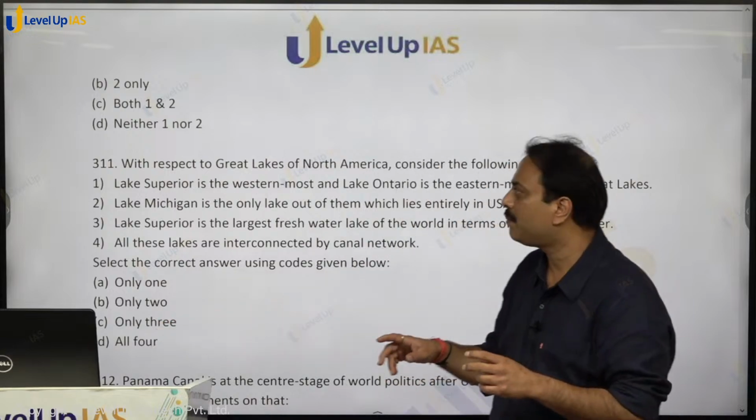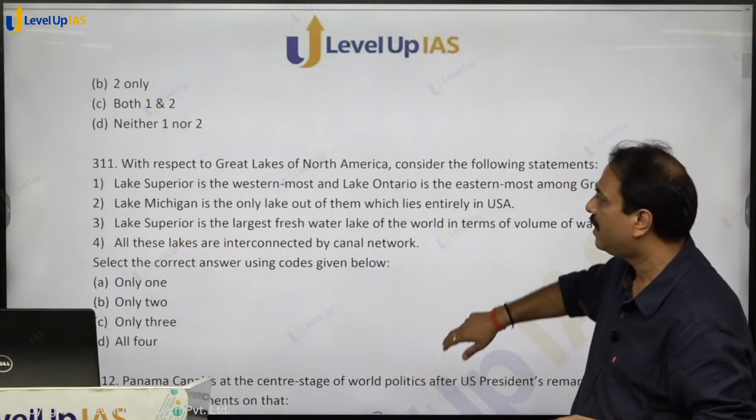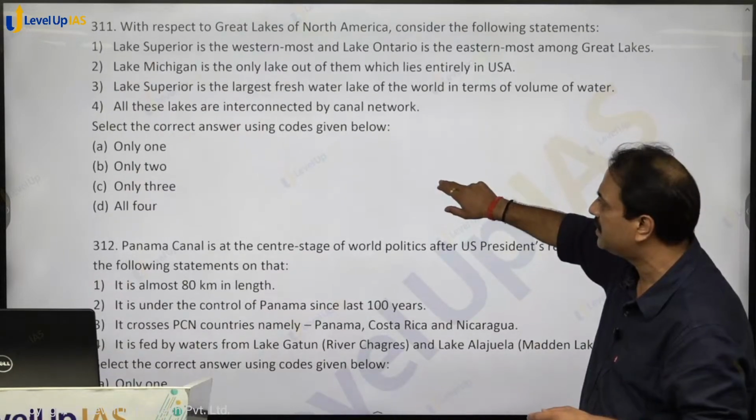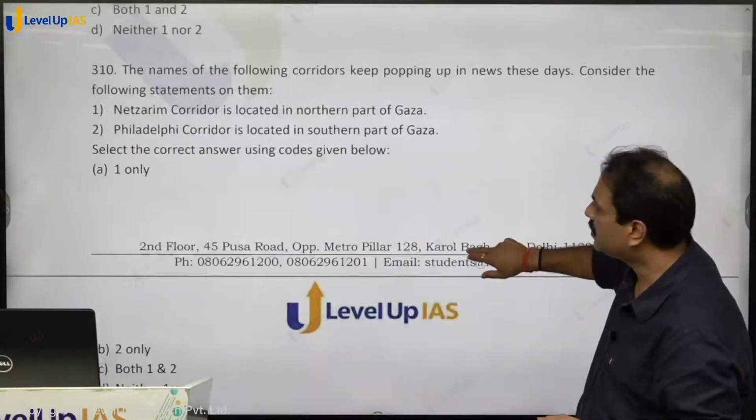West Bank's border, Gurpreet, 4 countries are there that I told you. Same 4 countries. Discuss this question.